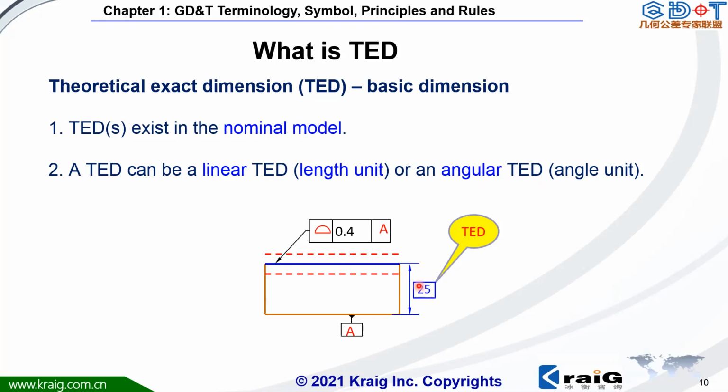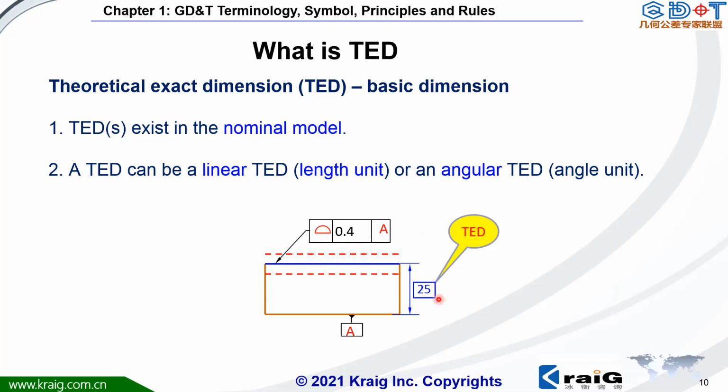They always have a frame here, framed value here. 25 means the value exists in the CAD model. The tolerance of this TED is derived from the geometric tolerance. TED is going to be used together with the geometric tolerance. Both of them are combined together.